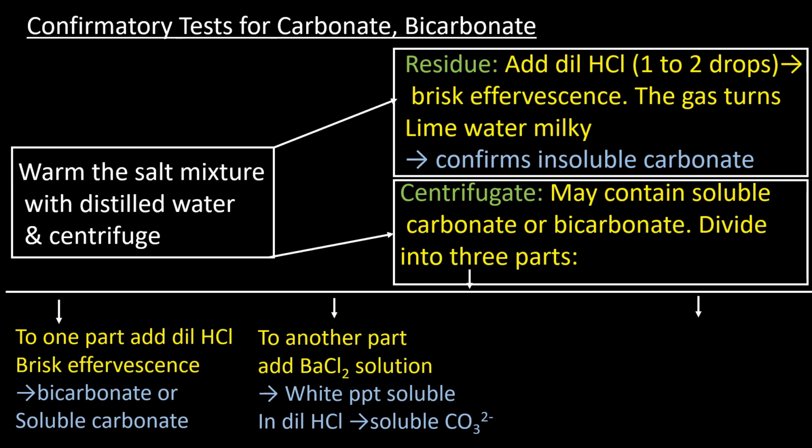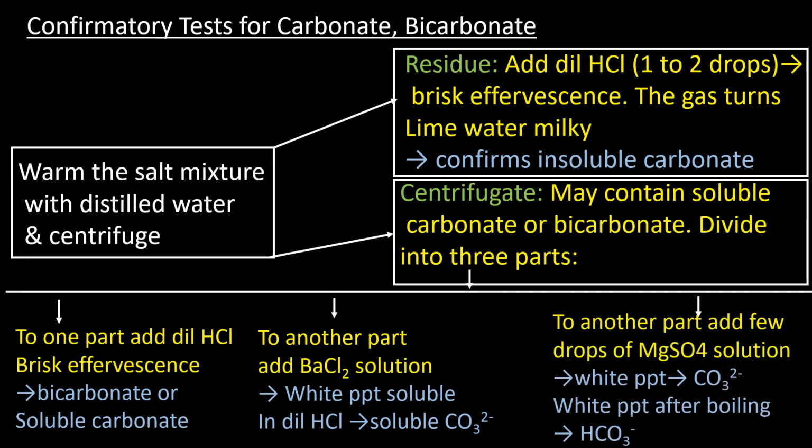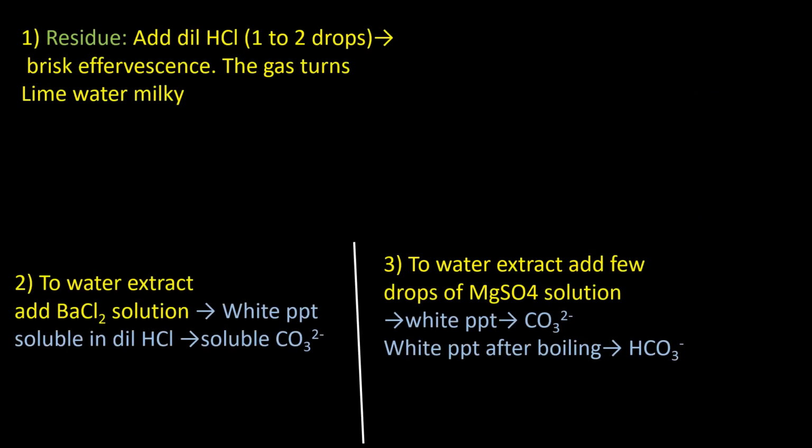That indicates the soluble carbonate present in your salt. Then to another part, first you add magnesium sulfate. If you get white precipitate immediately, that indicates carbonate, that is soluble carbonate. But if you get the white precipitate after boiling, that indicates bicarbonate. So by this test, we can differentiate between carbonate and bicarbonate.